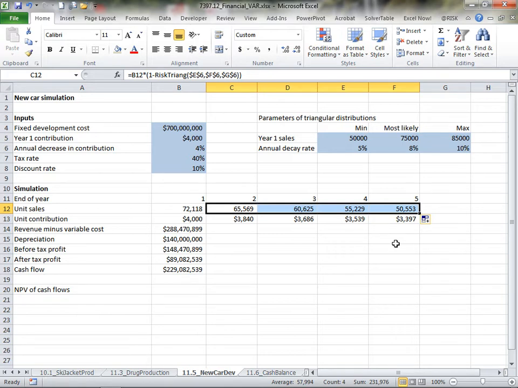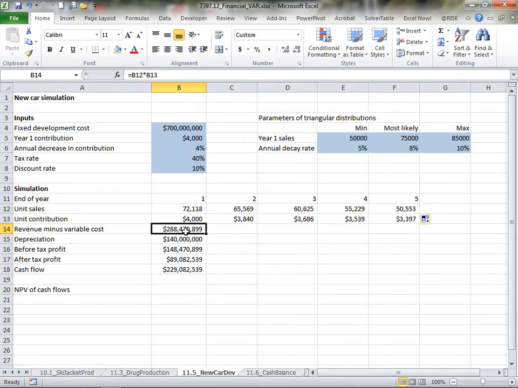If I had just done risk triang, I would have an equal likelihood of having demand in year 5 equal to or greater than demand in year 1. And that's not what I want. Make sense? You see where the logic is being used here? All right. So I can just copy this formula across, can I not?